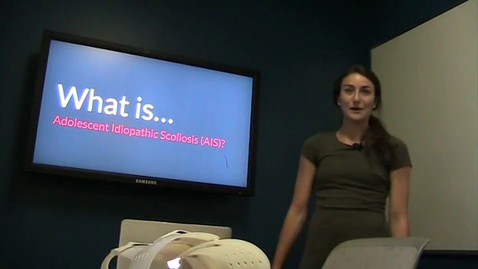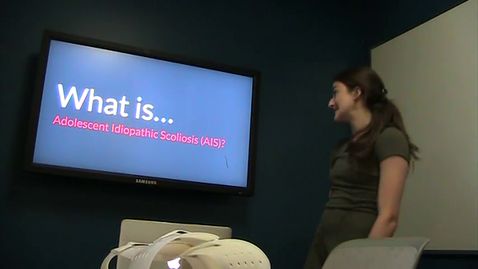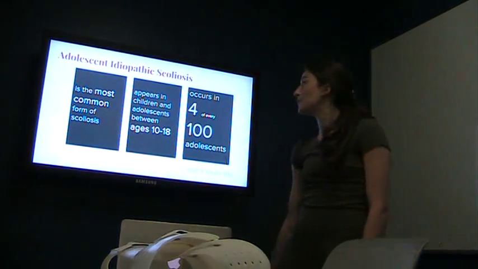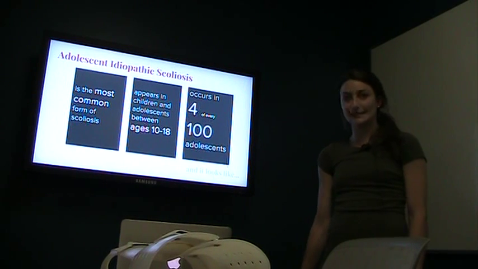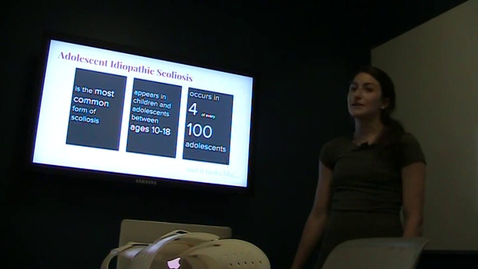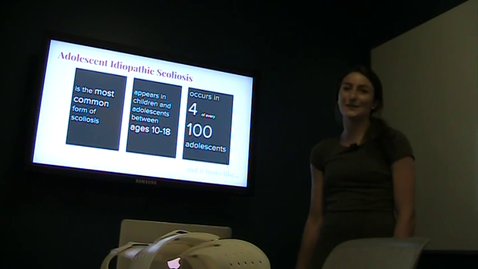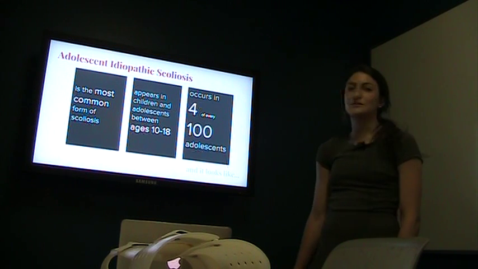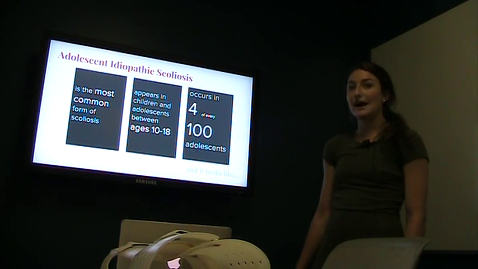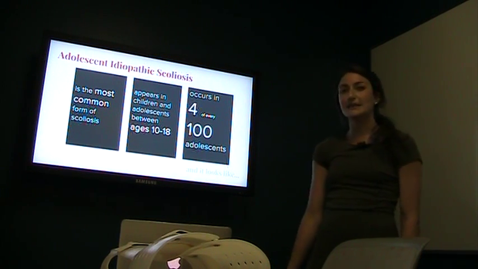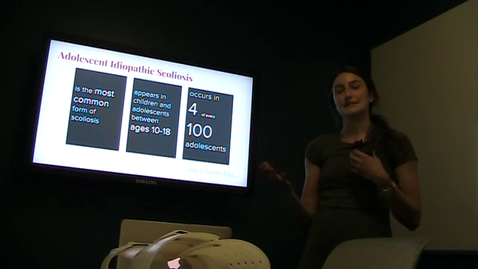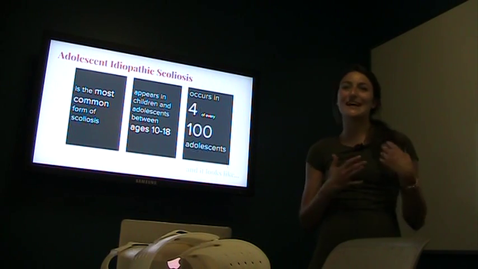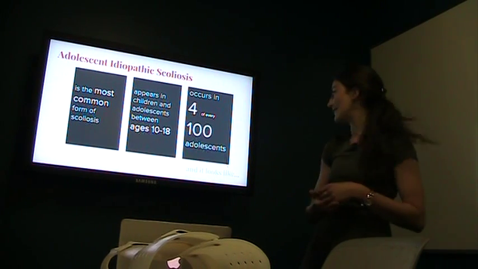So to start off, what is adolescent idiopathic scoliosis? This is the most common form of scoliosis. It appears in children ages 10 to 18, and it occurs in 4 of every 100 adolescents. So it's 4% of our population that has adolescent idiopathic scoliosis, and not all of those have to receive treatment, because if it is less than a 10-degree angle of curvature, then it likely goes away when you're growing.